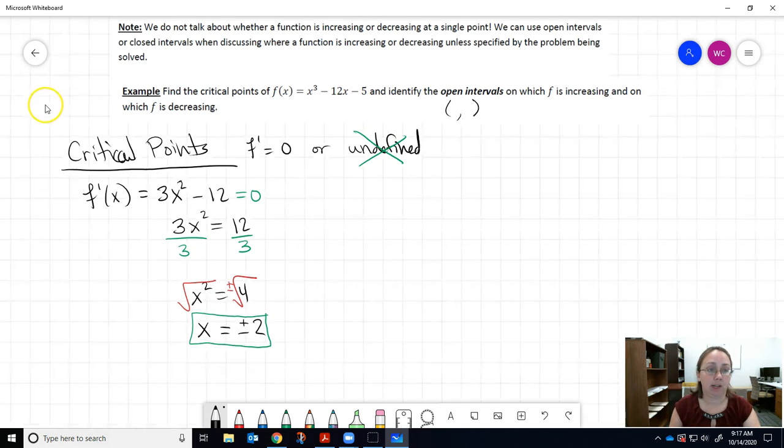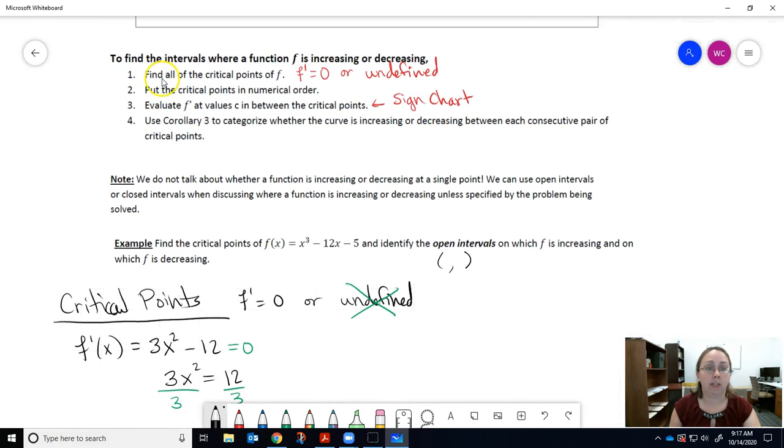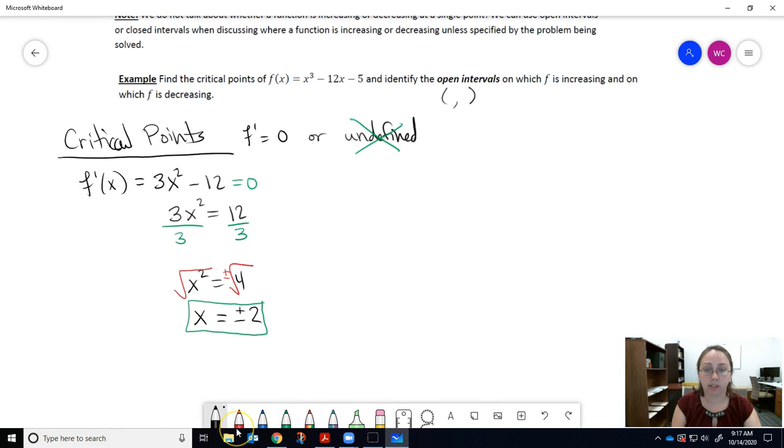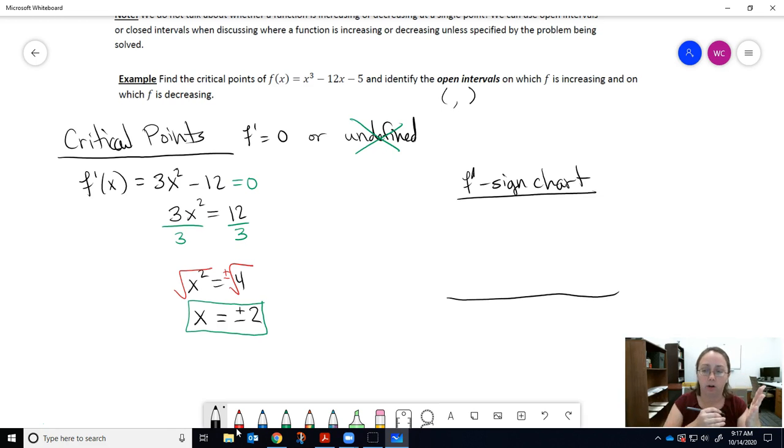So let's go back up to our steps so I can connect this for you. We've done step 1. Step 2, put the critical points in numerical order. I'm going to put them on a number line. So this is going to be what I call the first derivative sign chart. You should always label your sign charts because you're going to end up with also a second derivative sign chart later on, and you don't want to get confused when you go back and forth reading your sign chart and trying to graph.